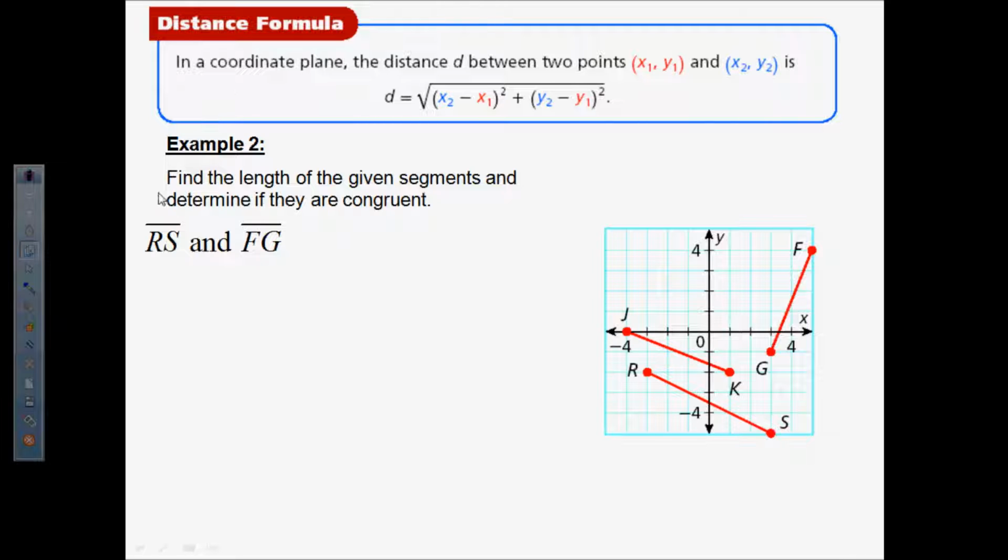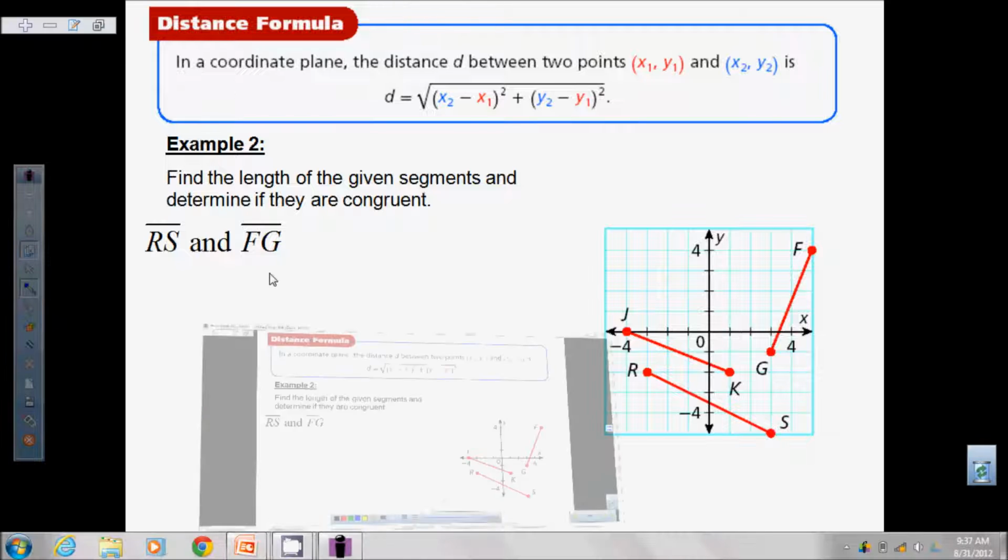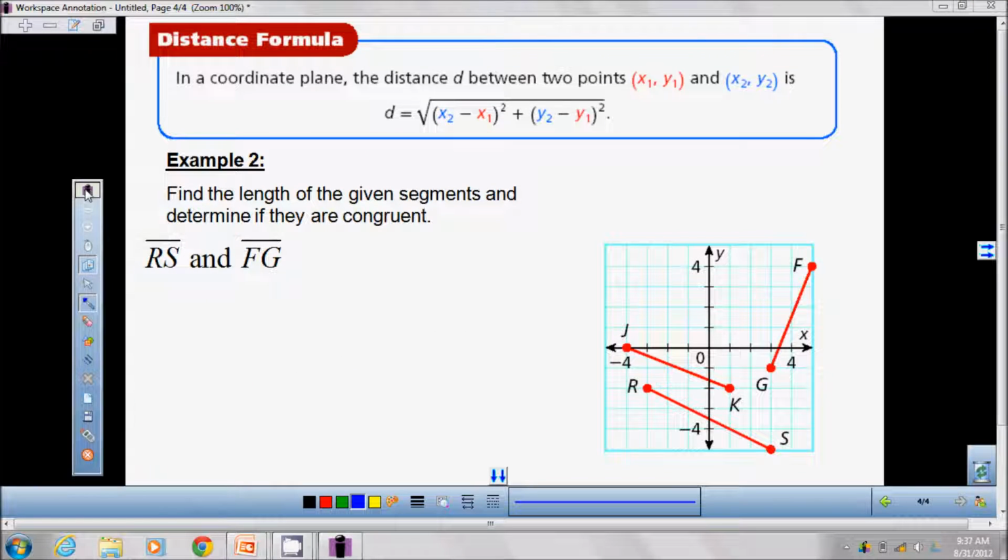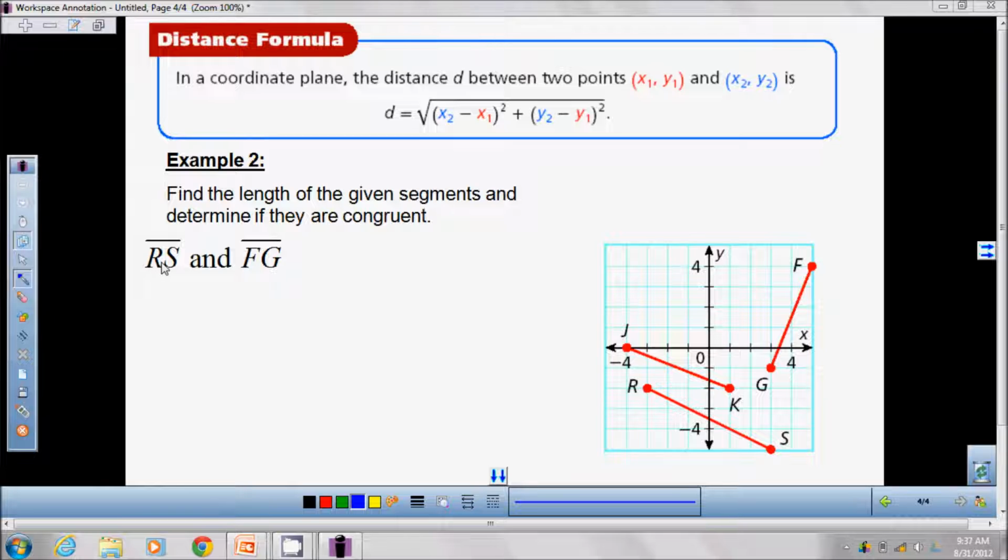We're going to go ahead and start on example 2. It says find the length of the given segments and determine if they are congruent. So first here we're going to find the length of RS, and once we have that we're going to compare it to FG and see if they are the same distance.